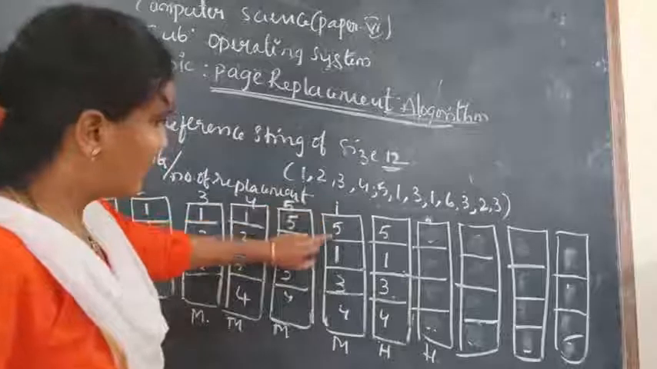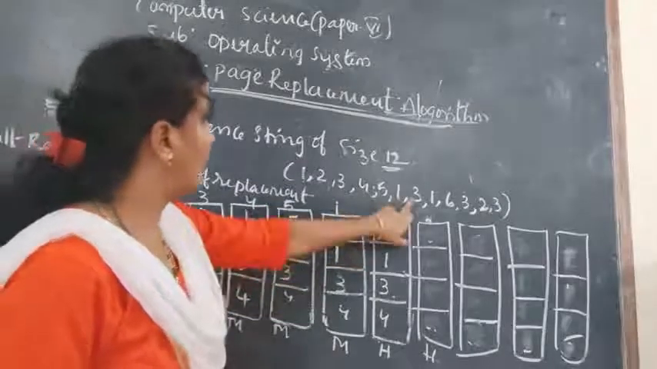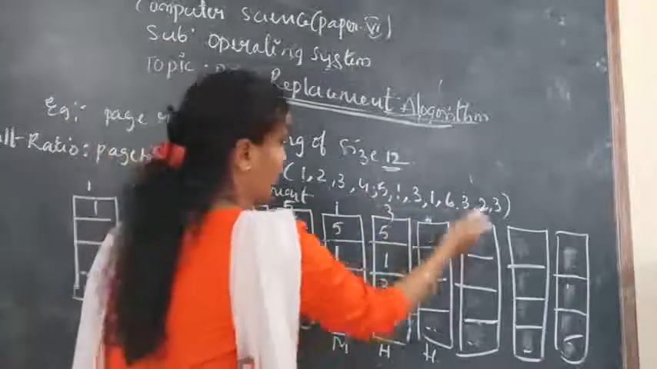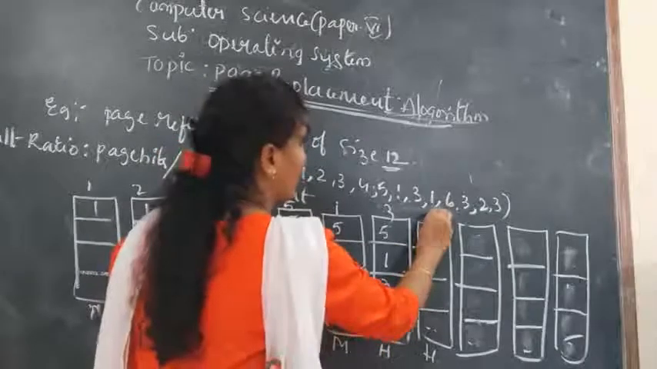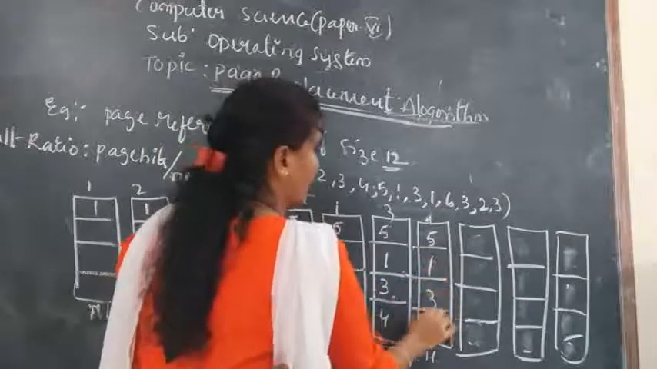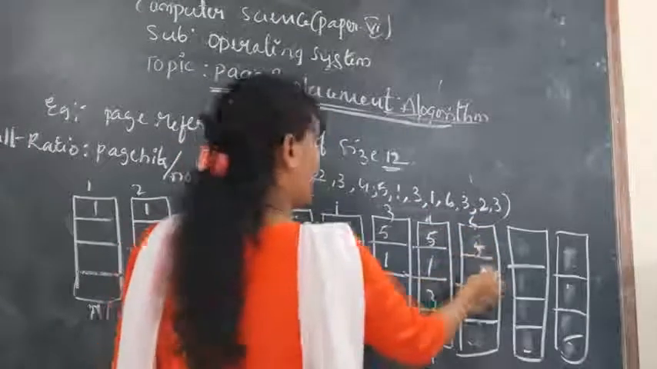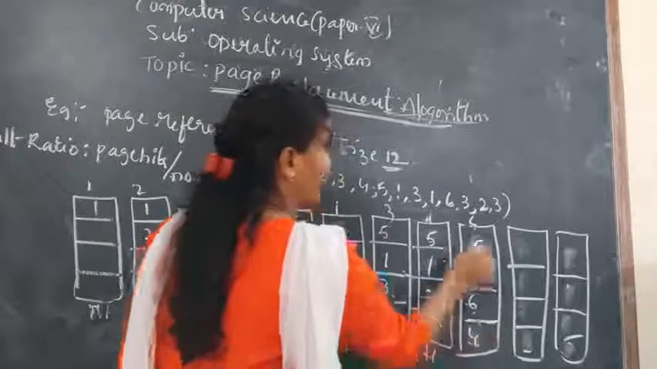See 1, 5, 1, 3, 4. After the 1, what we have is 3. 3 is already there. A hit is a hit. After 3 again 1 you have. So again it is a hit. It is a 1. So 5, 1, 3, 4 is a hit. After the 1 you have a 6. What is the old page here? 3. 3 is replaced. 6, 4 as it is.